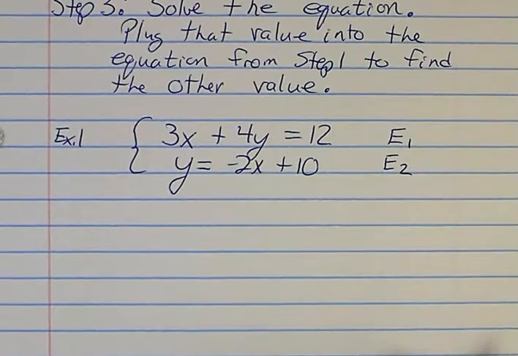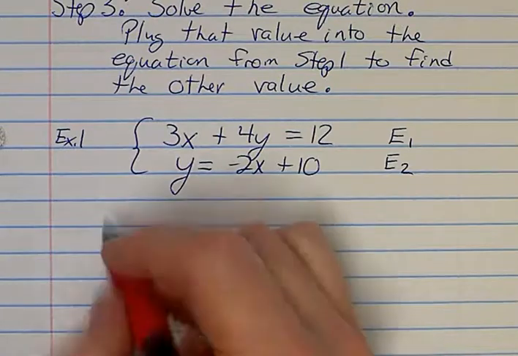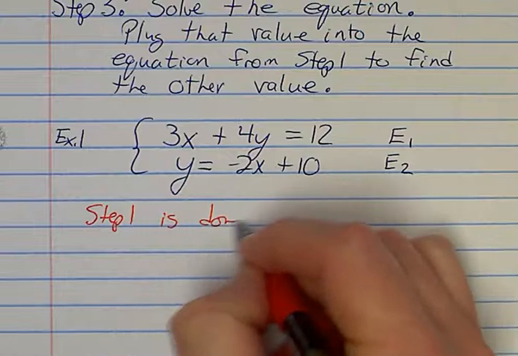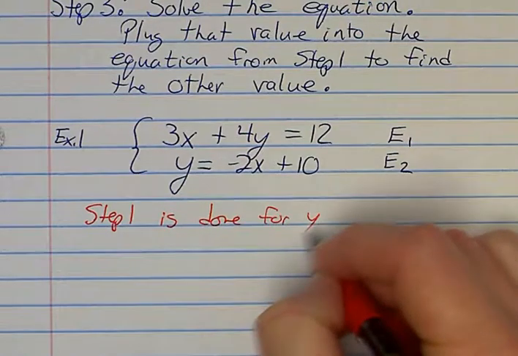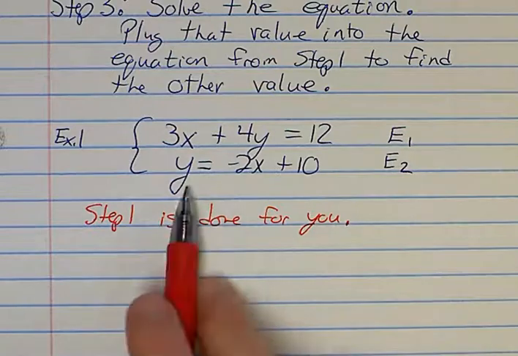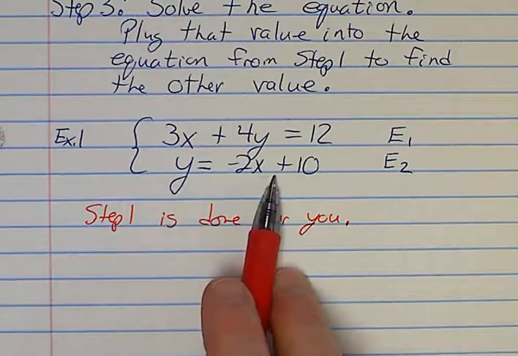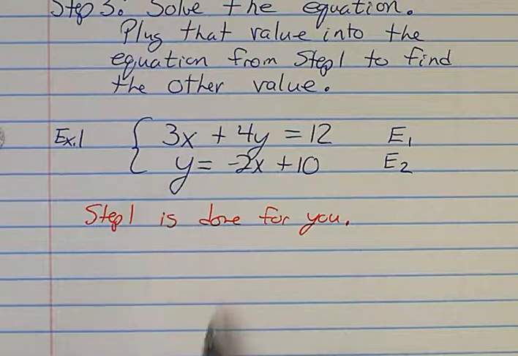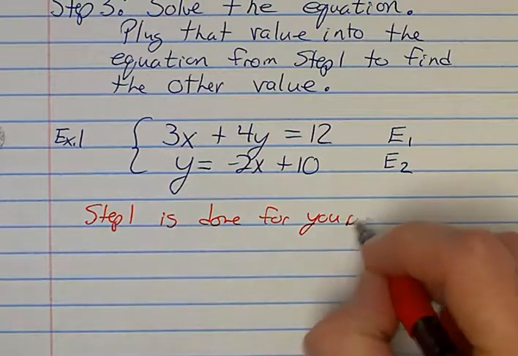Okay, so here's our first equation. And this is one where I would say you definitely would want to do substitution, because step 1 is already done for you. In equation 2, you've already got y equals negative 2x plus 10, so you've already got one variable solved out of equation 2. So step 1 is done for you with equation 2.